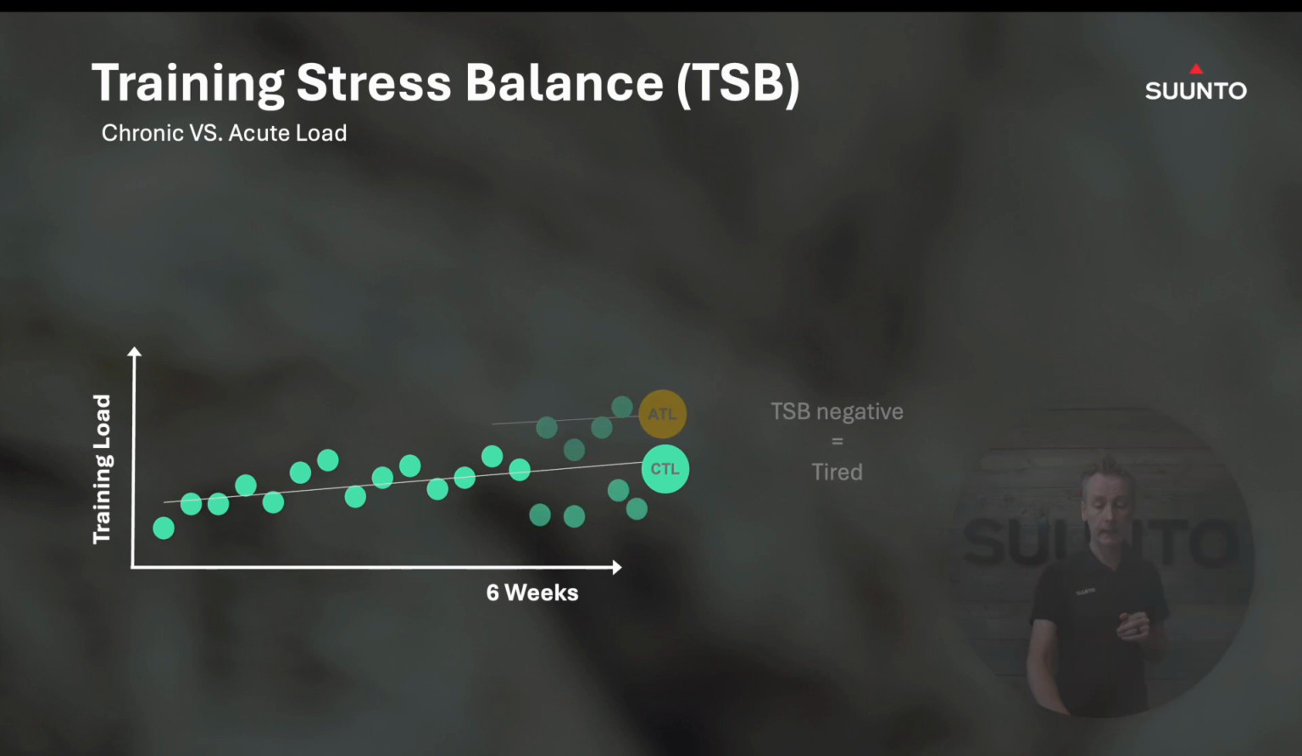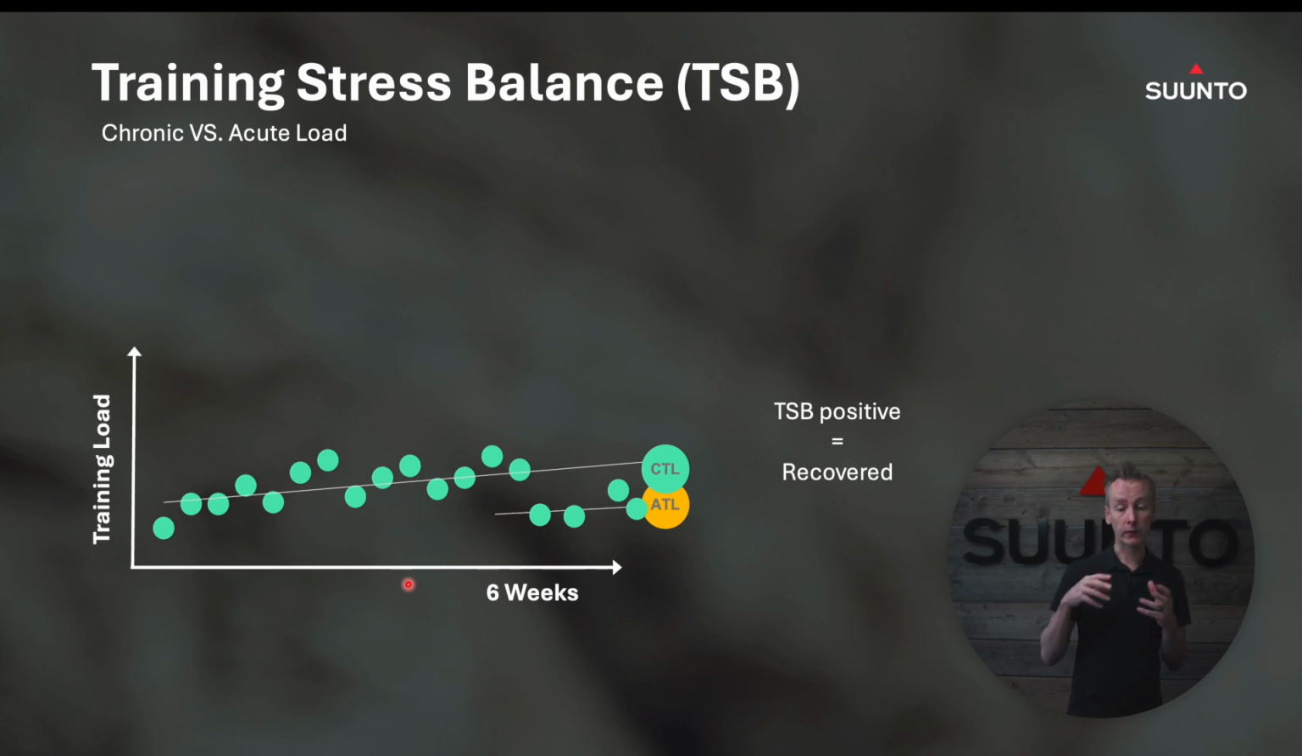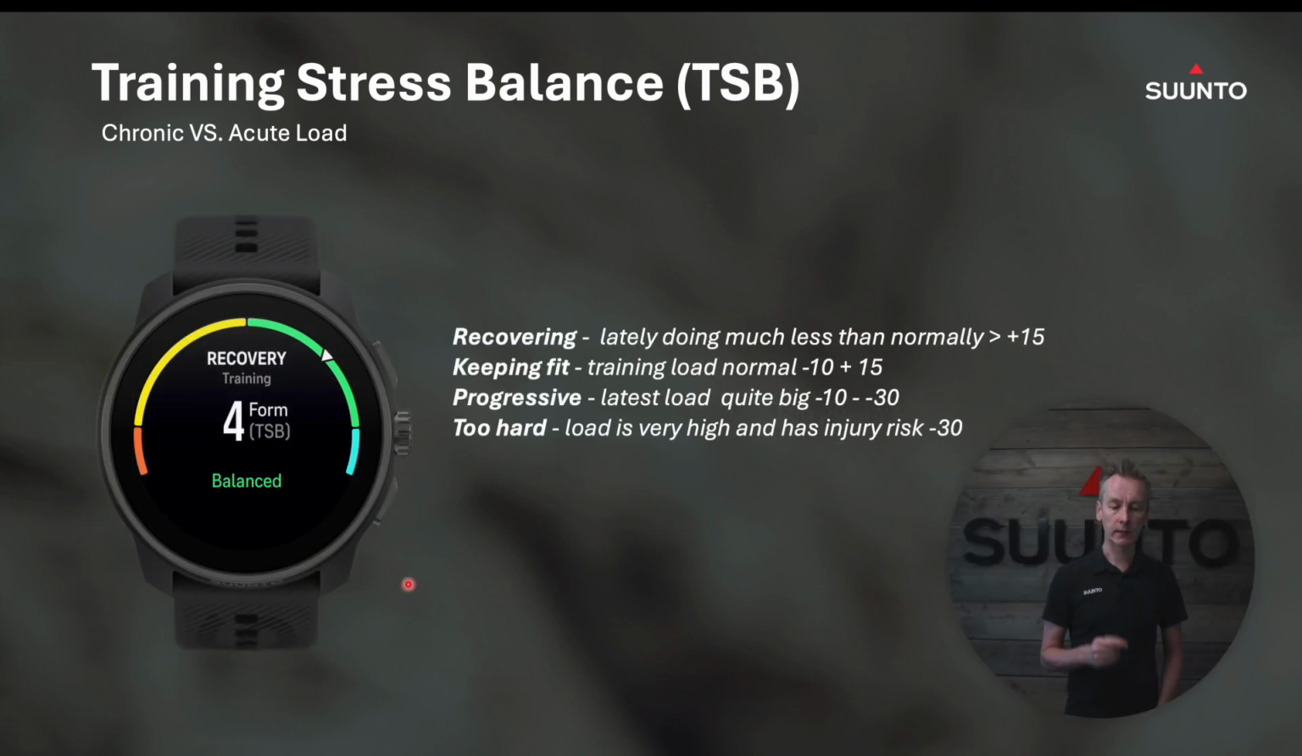And then in the same way, if you now start to train a little bit less, so the acute load is much smaller than the chronic training load, then it means that the TSB turns positive, and in practice it means that you should be pretty okay from the training point of view to recover. So again, quite simple to understand what the training stress balance is.